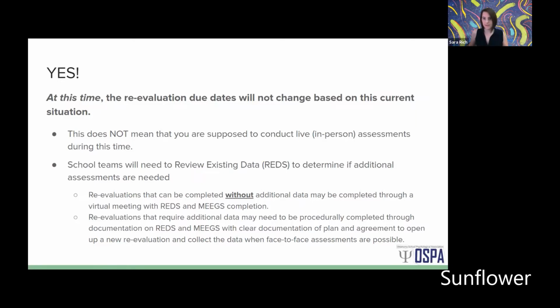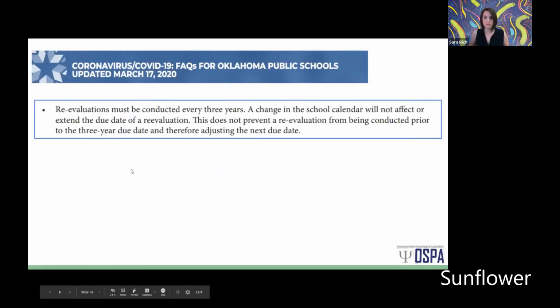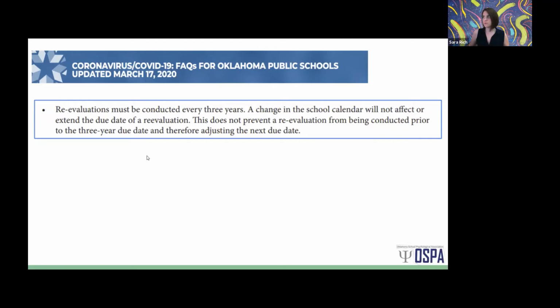Again, that is my interpretation and understanding. What I just said has not been clearly documented anywhere, except for the fact that you still have to do the reevaluations, and that makes the most sense to me of how to do those reevaluations when I need more data, but I physically can't collect the data. The one piece of written documentation that we have is from that same document that says reevaluations must be conducted every 3 years. A change in school calendar will not affect or extend the due dates for a reevaluation, but this does not prevent a reevaluation from being conducted prior to the 3-year date and therefore adjusting a new date. So that would have been more applicable if we were coming back into school or if we knew there was a school closure, but we didn't know that was coming.